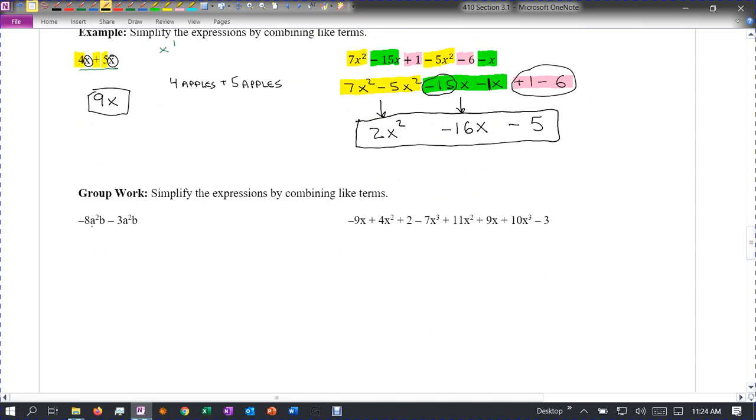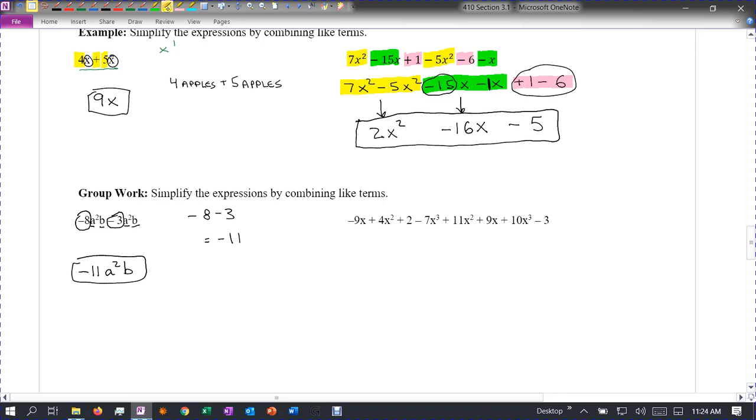So here these are like terms. We have a squared, we've got b. Okay, so they're like terms, so I can just look at the numbers, negative 8 and negative 3 or minus 3, so I need to do negative 8, take away 3. That gives me negative 11. So this just becomes negative 11 a squared b.